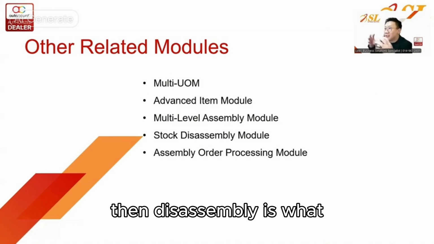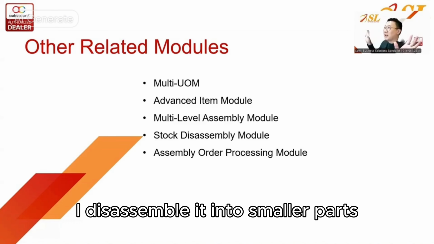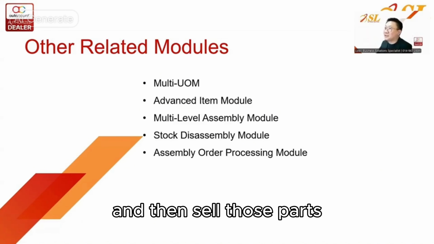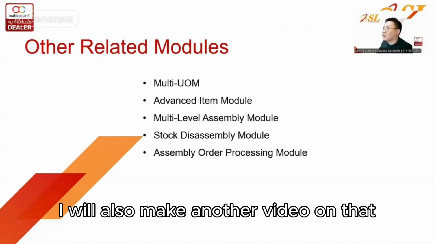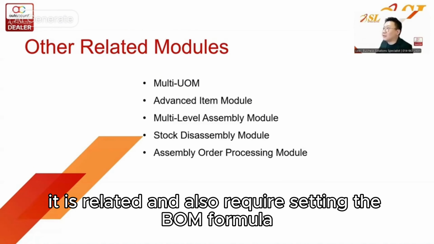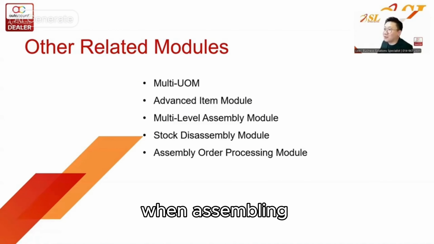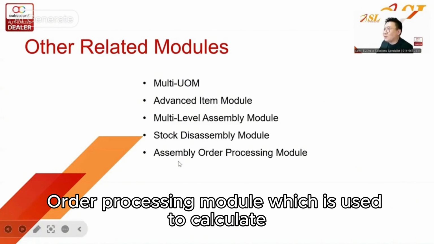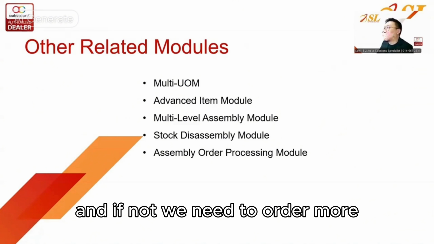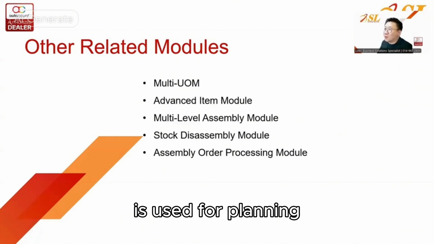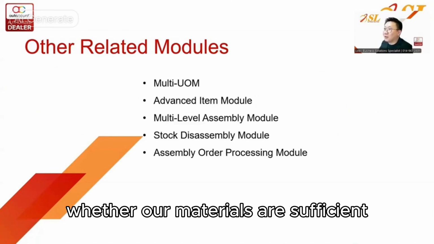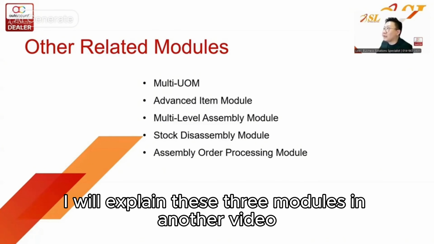Then de-assembly is when, once the entire roll is completed, I disassemble it into smaller parts and then sell those parts. I will also make another video on that. It is related and also requires setting the BOM formula, but we need to set how to calculate the costing when disassembling. And the last one is the assembly order processing module, which is used to calculate whether we have enough stock, and if not, we need to order more. It is more comprehensive and used for planning whether our materials are sufficient. I will explain these 3 modules in another video.